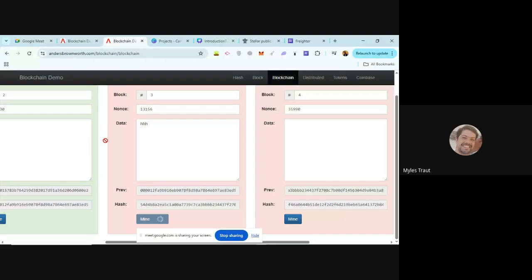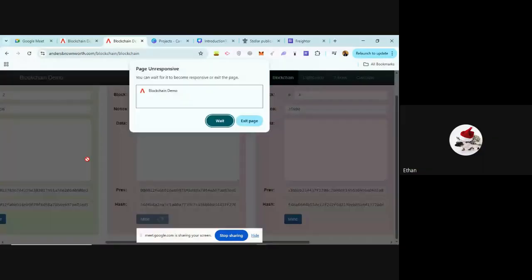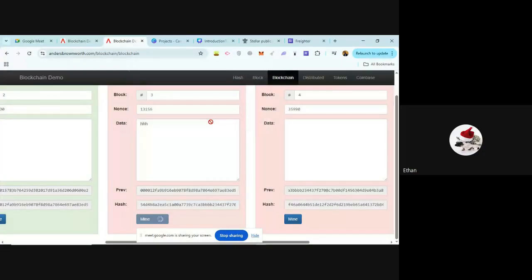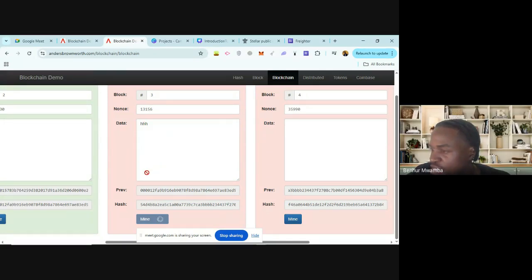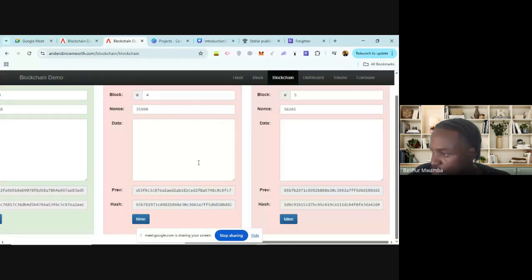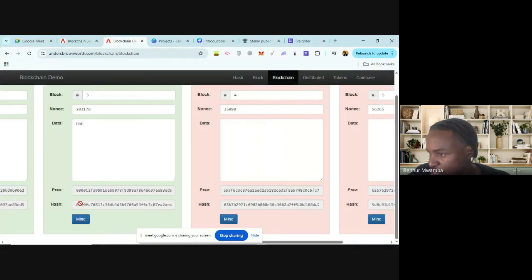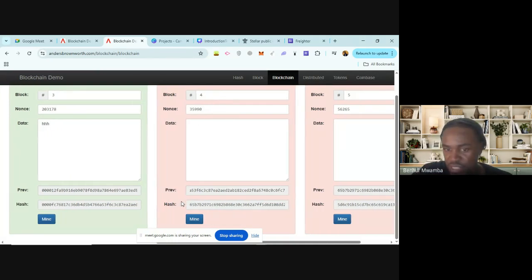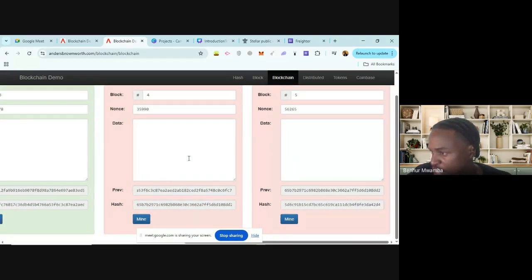Yes, Ethan? Hey, just trying to understand what made the block red. It's red because it's not mined. It's not valid. If it's mined, it has to have the hash. According to block difficulty, it should start with 40 for this block difficulty. So if it's not the case, then it's red.